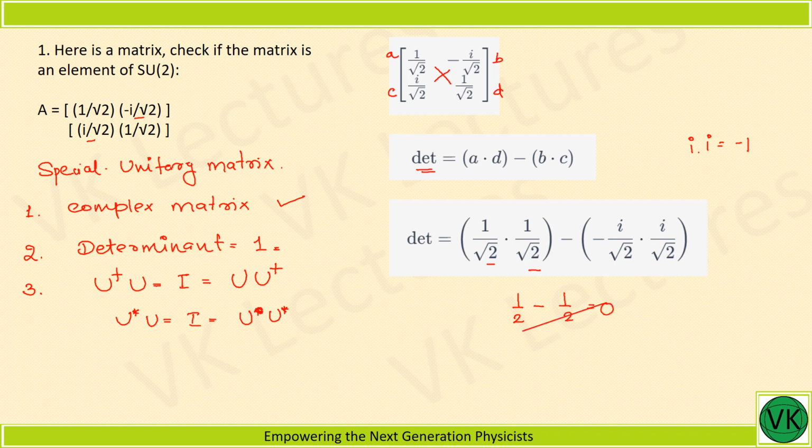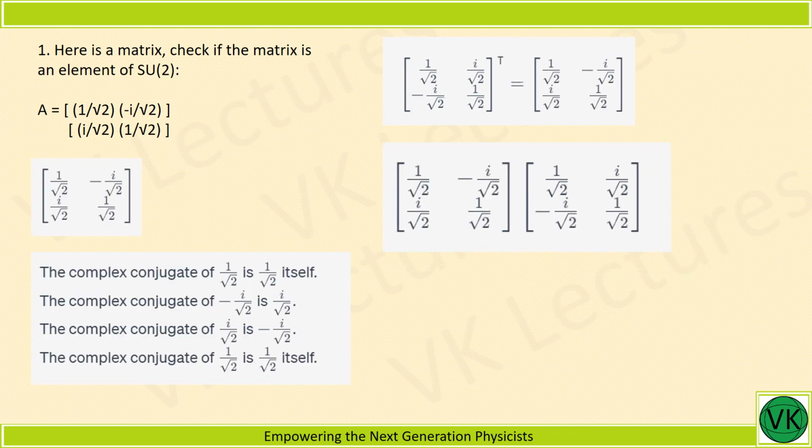So the determinant of the matrix, let us call this matrix U, is equal to 0. So the second criterion is false. It is not satisfying the second criterion, so the determinant is not equal to 1. Now checking whether U dagger U equals I or not, okay, it's not U, we have A here.